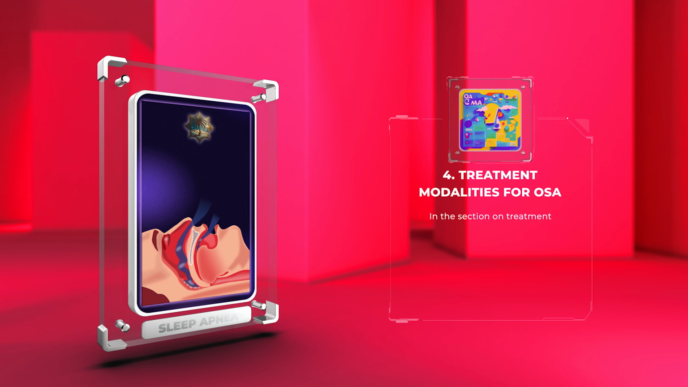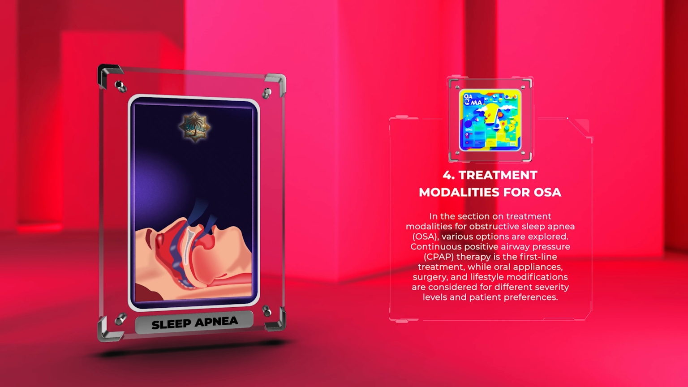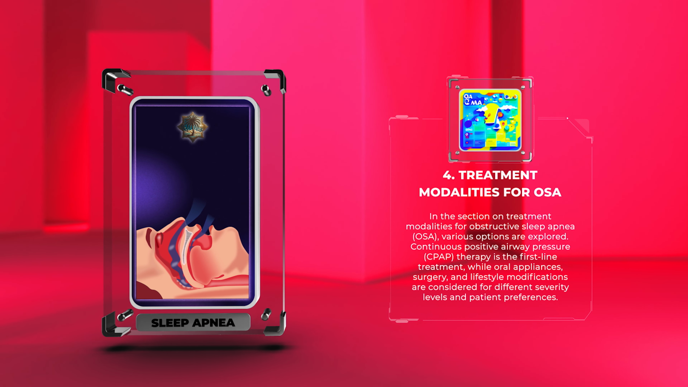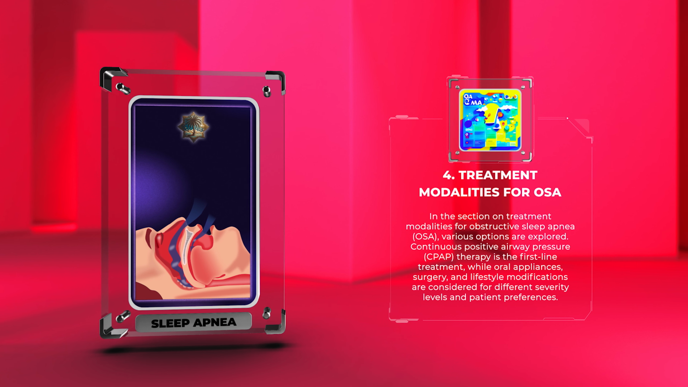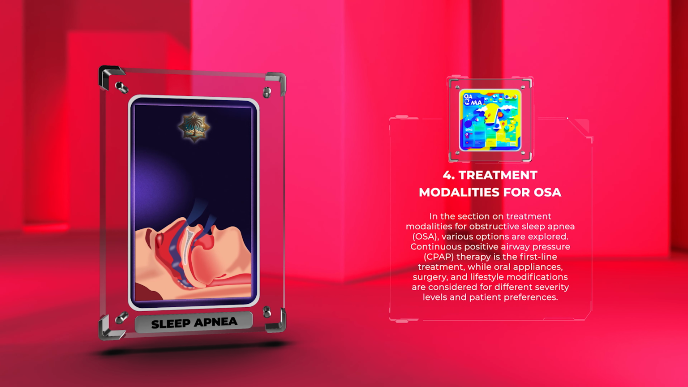In the section on treatment modalities for obstructive sleep apnea, OSA, various options are explored. Continuous positive airway pressure, CPAP, therapy is the first-line treatment, while oral appliances, surgery, and lifestyle modifications are considered for different severity levels and patient preferences.